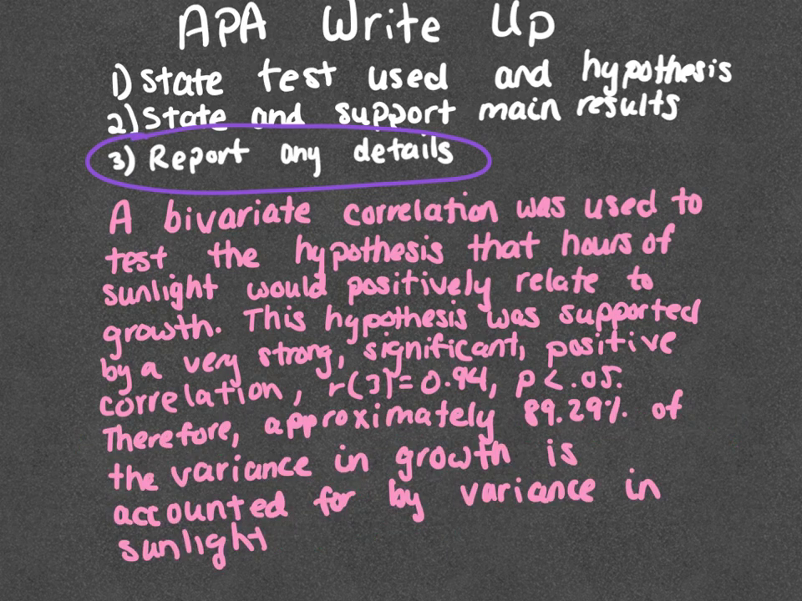Because our coefficient of determination was 89.29%, I'll add, therefore, approximately 89.29% of the variance in growth, which is my y variable, is accounted for by variance in sunlight, which is my x variable. Now, this is kind of a strangely worded sentence if you're new to statistics, but what we're essentially saying here is that this is the percentage of y which is known using x. So there you have it. That is the correlation formula, how to determine significance, and how to do a full write-up for a significant result in APA format.